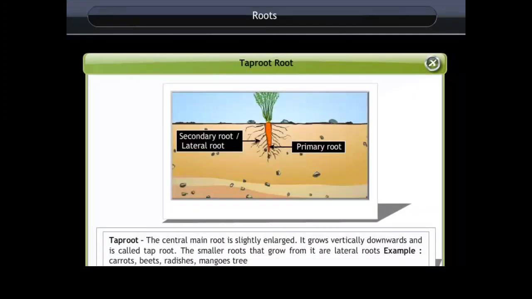Taproot. The central main root is slightly enlarged. It grows vertically downwards and is called taproot. The smaller roots that grow from it are lateral roots. Example, carrot, beet, radish and mango tree.